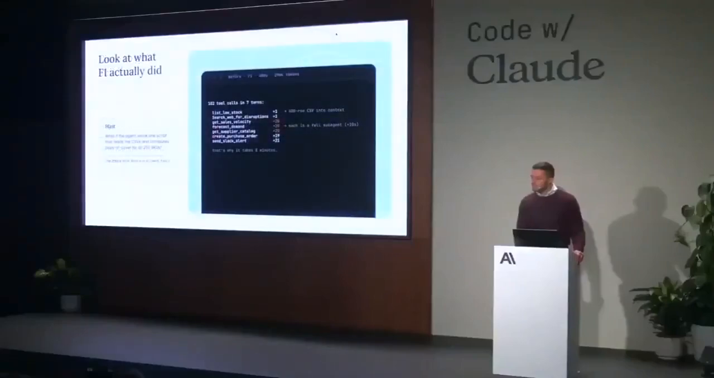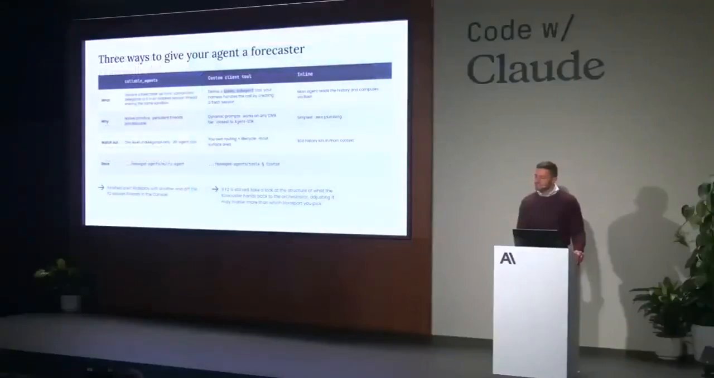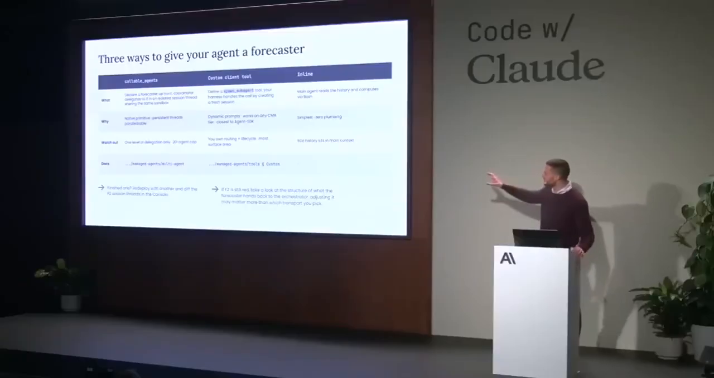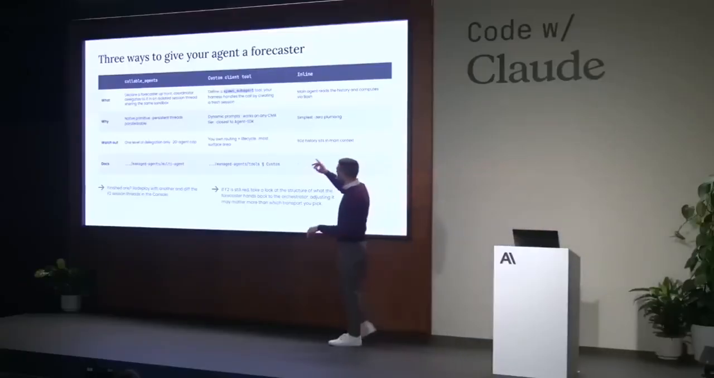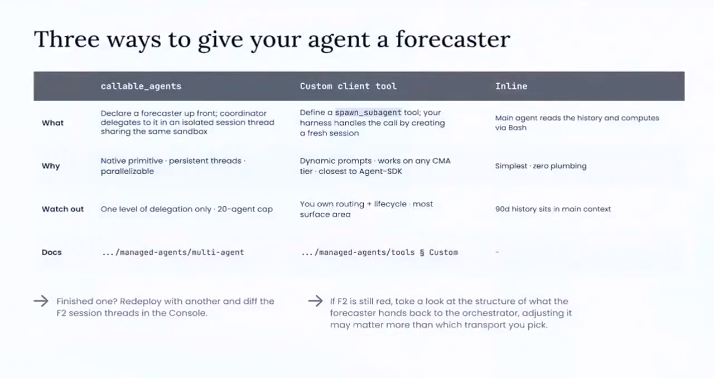Well, we just did some building. Again, I'm going to skip through these because we spent some time talking about them. We just talked about subagents. Again, there's a few different cases where you can use them. We just talked about callable agents. You can also just define your subagent as a tool, which is what we did previously, but we actually moved away from that and we decided to use the CMA native capability.